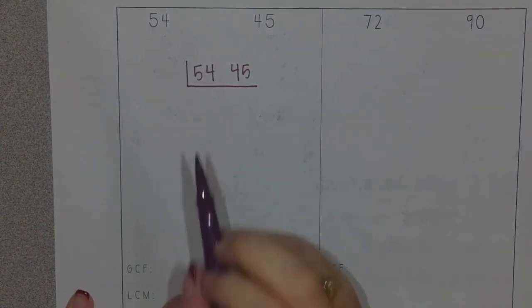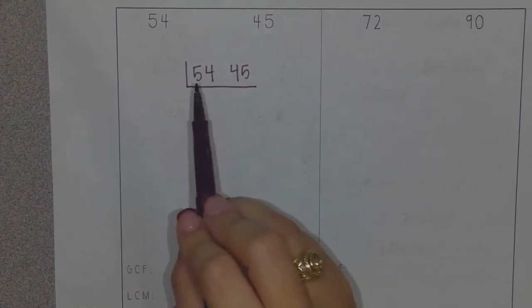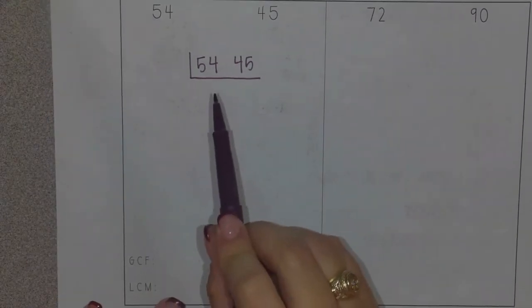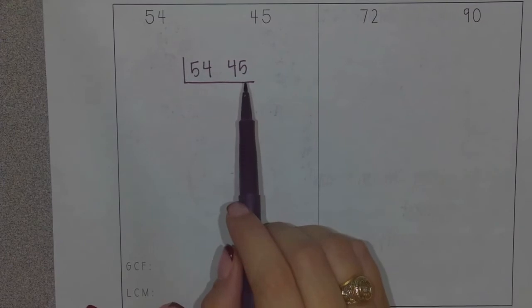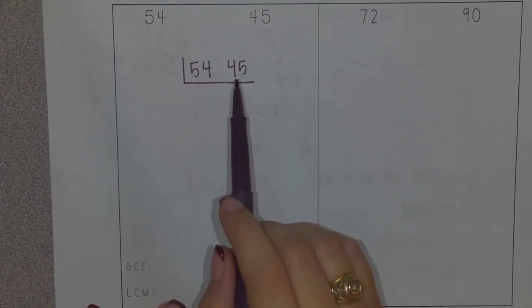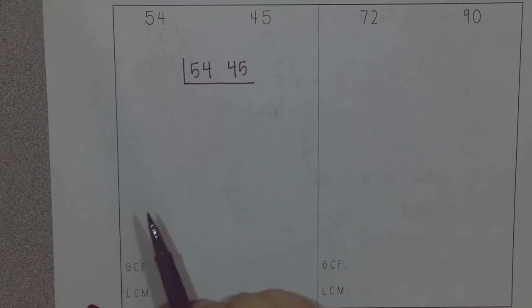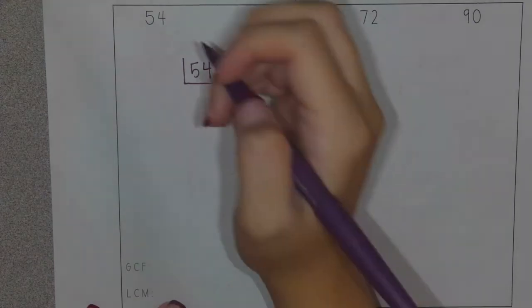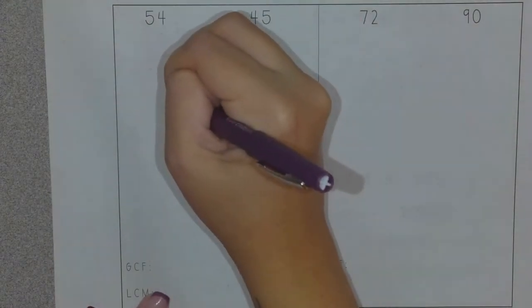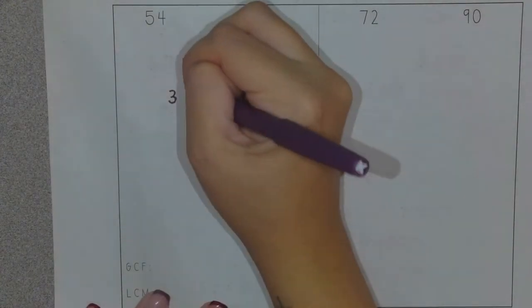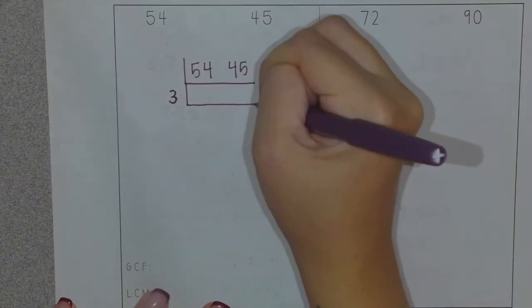Okay, what I'm looking for is some number right here that they are both divisible by. So I see in the numbers 54 and 45, 2 is not going to be an option because 45 is an odd number. 3 is going to be an option because 5 plus 4 gives me 9, 4 plus 5 gives me 9. So I know they both have 3 in common. So I'm going to write the number 3 to the bottom left. I'm going to draw another part of my ladder.